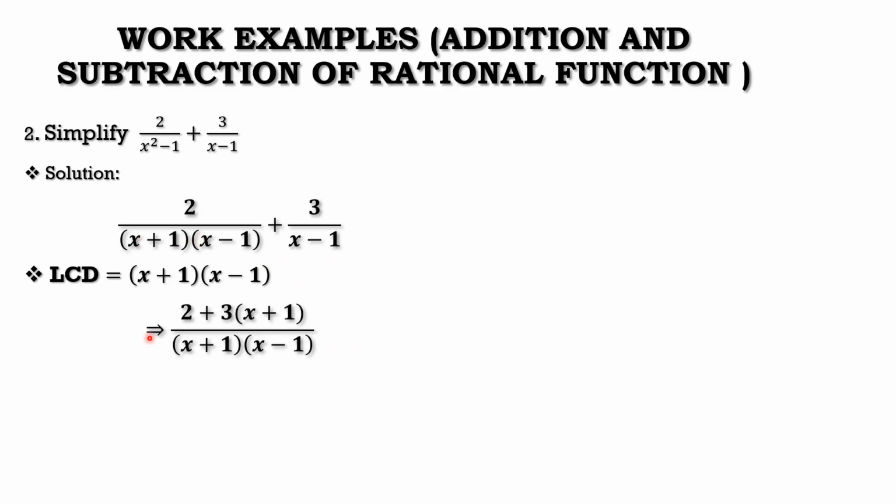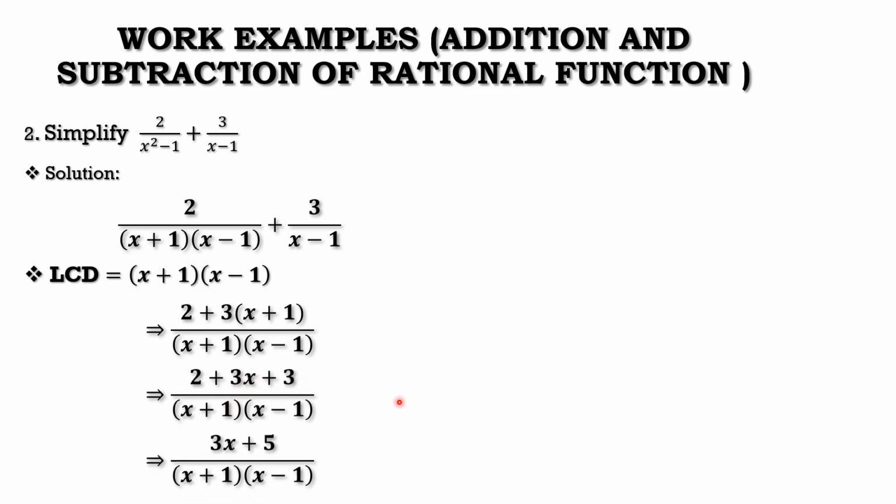So here, when you do that, this x plus 1, x minus 1 will go here once. Then the 1 times will give us 2. Then x minus 1 will cancel the x minus 1, leaving x plus 1, multiplying 3 to give us 3 times x plus 1. Then we are going to have 2 plus 3x plus 3. Then our final answer will be 3x plus 5 divided by x plus 1, x minus 1.